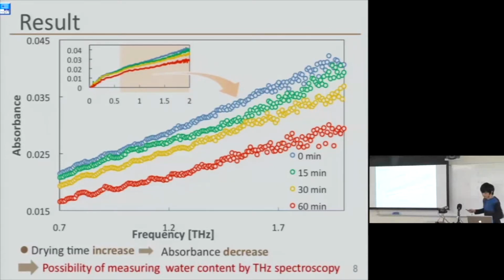As you can see, the absorbance decreases as the time I put the epidermal tissue in the desiccator increases. The water content in the cornified layer may decrease as drying time increases. So this data suggests that it is possible to measure the water content. It is possible to sense the water content in the cornified layer by using terahertz spectroscopy.